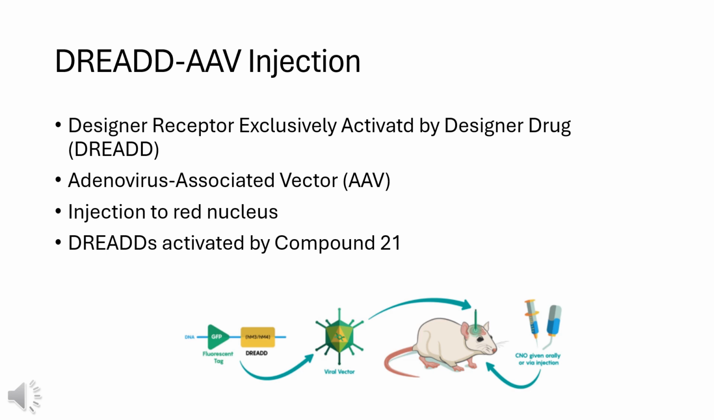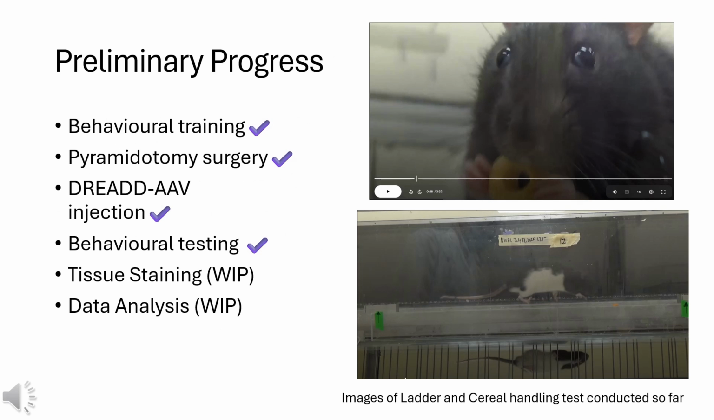So what has been done so far? The behavioral training, pyramidotomy surgery, DREADD AAV injection surgery, and behavioral testing have all been completed. At this point, only the tissue staining and data analysis for both the behavioral testing and tissue staining need to be conducted. On the right are pictures of my rats during serial handling and ladder task.